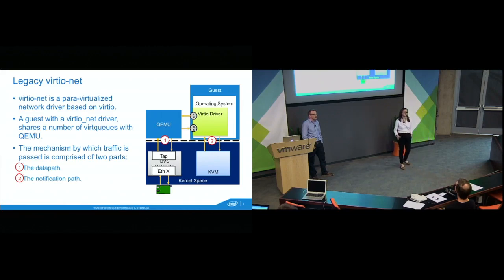Now, the mechanism by which traffic is passed is actually comprised of 2 parts, a data path and a notification path. Now, the data path represents the flow of traffic to and from the guest. As we can see from this diagram, all traffic has to pass through the QEMU process. When it comes to the notification path, we use it as a means of notifying the guest or the host when packets are available for their attention.